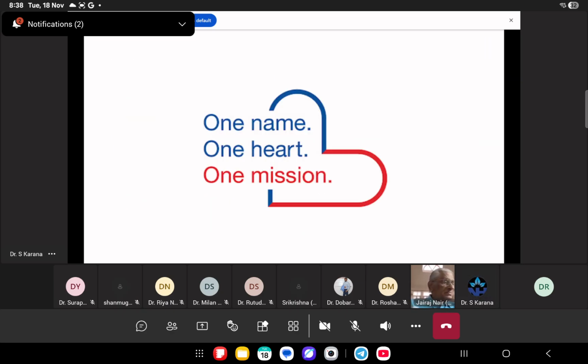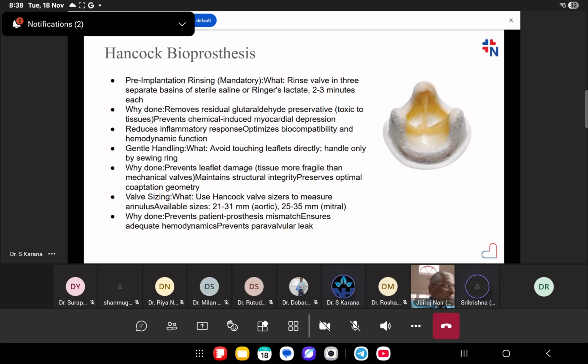So what are the differences in implanting a mechanical valve and a tissue valve? When you're putting in a tissue valve, what are the pros and cons? What are the differences? You should know. So the advantages and disadvantages of the mechanical versus bioprosthetic, sir, or intraoperatively how we differ in implantation? Intraoperatively, what are the measures? How do you do it? What are the important steps?